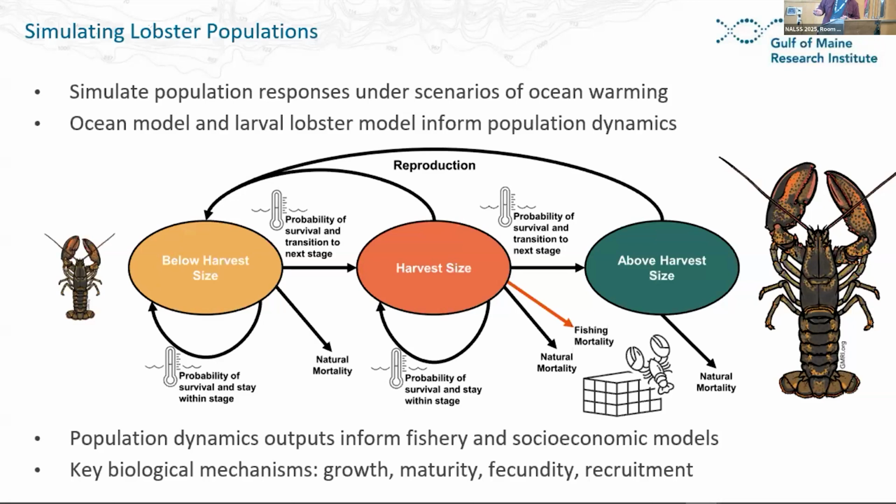So here I have reproduction feeding into this below harvest size. Currently we have these recruitment processes in play in the population model. However, as we integrate the larval lobster modeling, the larval modeling that Andrew's doing will supply spatial patterns and settlement strength that will feed into this beginning stage.